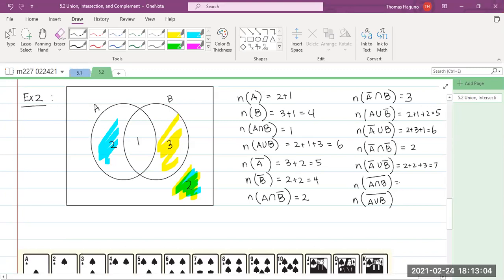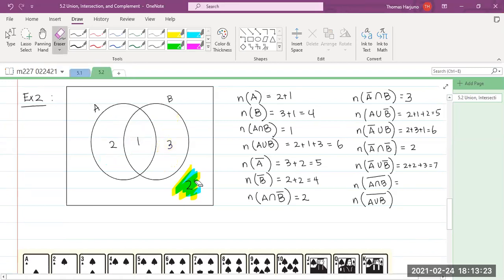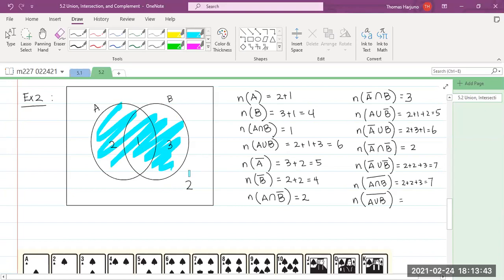Now, second from the last, number of elements not in the intersection. Now, notice that the intersection is this guy, right? That's the intersection. Everything outside of that guy, how many elements? Number of elements outside of the intersection, those are 2 and 2 and 3. That will be 7. The number of elements not in the union, this is the union. Okay, now the one outside of that, only this guy.